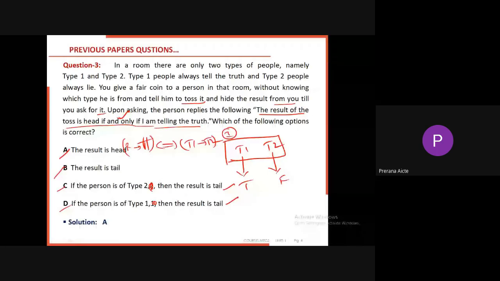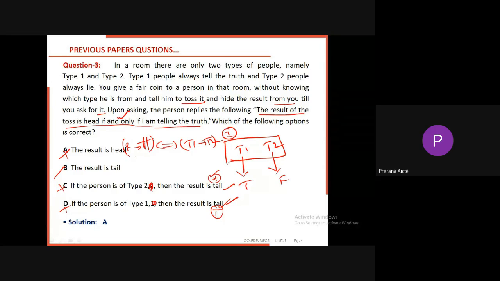If the person is type 2, then he will always tell a lie. Coming to option C, if the person is type 2, then the result is tail, which means here we got head. Similarly, if the person is type 1, then the result is tail. A type 1 person always tells the truth, so here we are getting tail as a result. Now there is a conflict, that here we are getting head and here we are getting tail, so these two statements are not possible. And we can get that answer from the first one, that is the result is head.